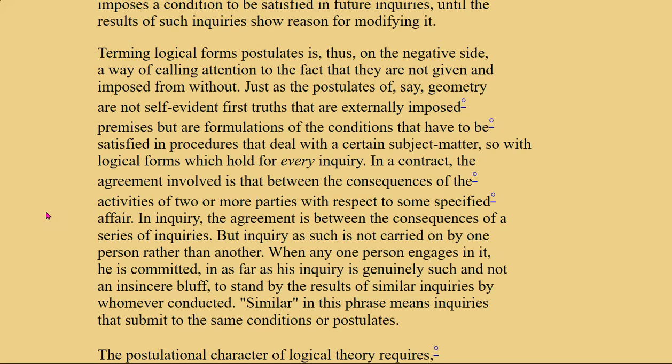In a contract, the agreement involved is that between the consequences of the activities of two or more parties with respect to some specified affair. In inquiry, the agreement is between the consequences of a series of inquiries. So in a contract, you have maybe two parties, two people who are making an agreement to do something, and the consequences of their activities have to agree; that's the stipulation of the contract. If you complete this work, I pay you this. That's kind of the consequence. Your consequence is that the work gets done. My consequence of this is that I pay you money, or whatever the case is.